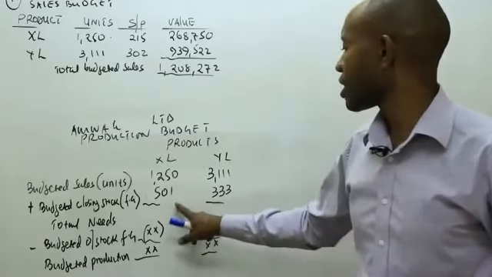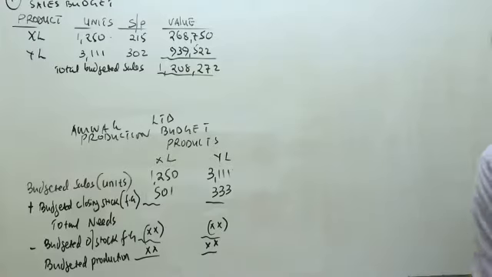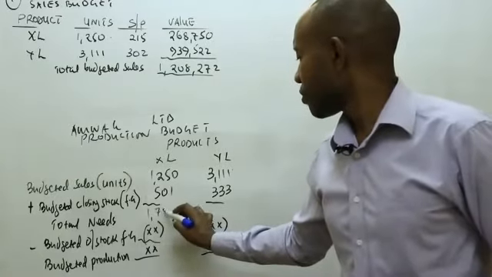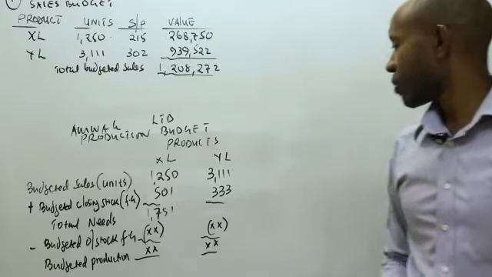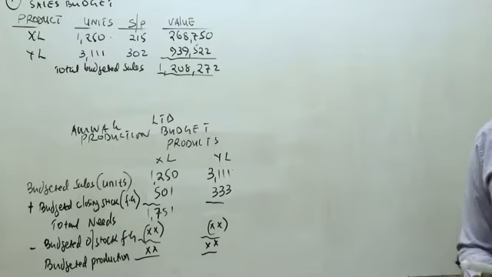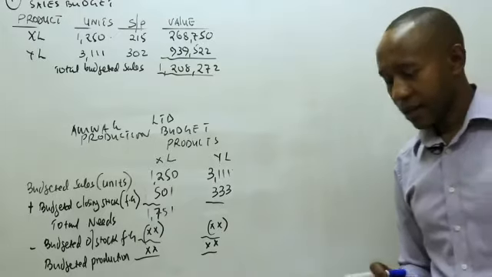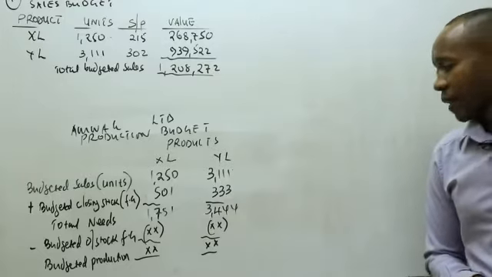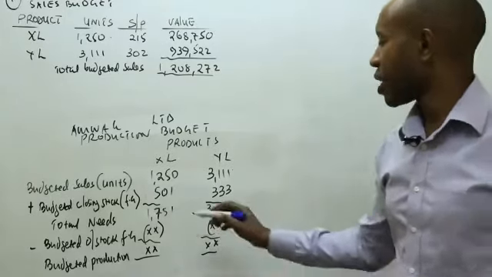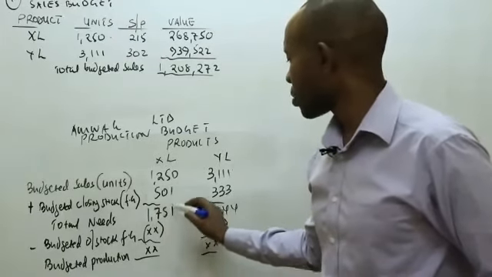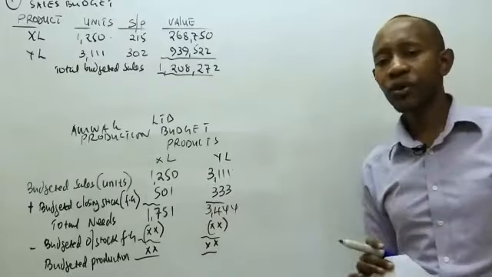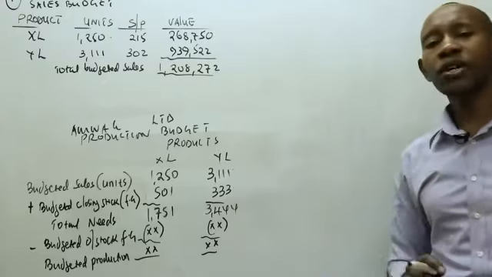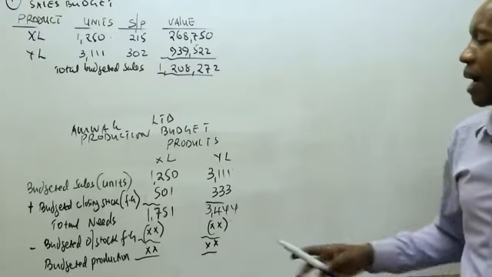Total needs: what is 1250 add 501? Good, 1751. What is 3111 add 333? 3444. Very good. Those are the total needs. You are required to produce 1751 so that you can sell 1250 and remain with 501 in stock. Here you need to produce 3444 to be able to have 333 in stock after you have sold 3111. So remember, closing stock you add.